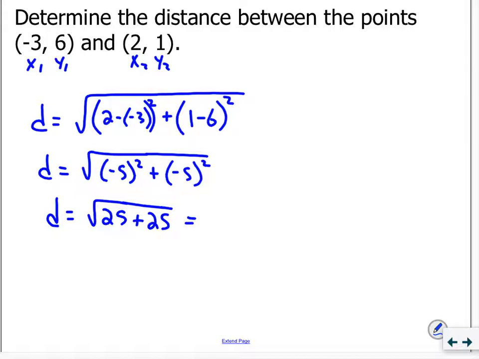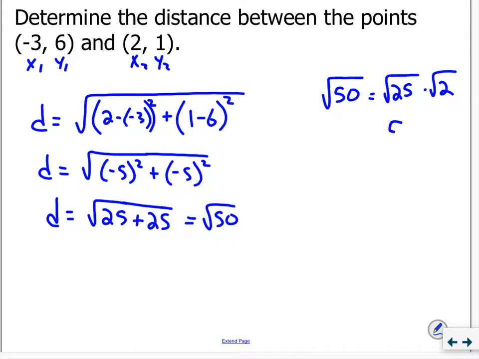And when we add those numbers underneath the square roots, we get the square root of 50. Now, do you remember simplifying the square root of 50? I'm going to take two numbers that multiply to 50, but I want one to be a perfect square. So let's rewrite this as the square root of 25 times the square root of 2. And then the square root of 25 is 5.